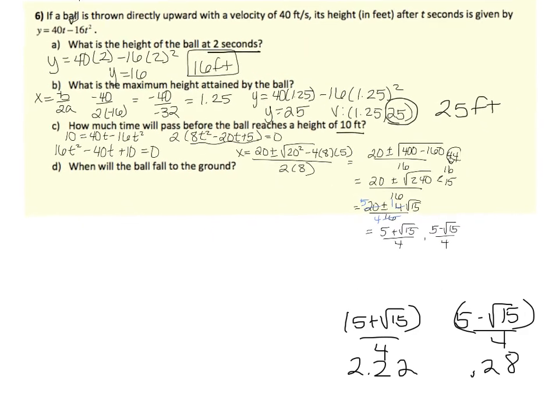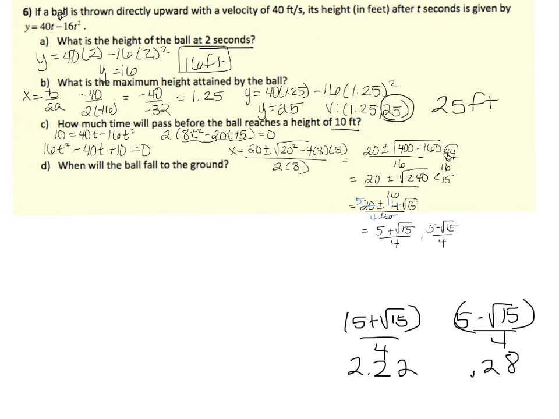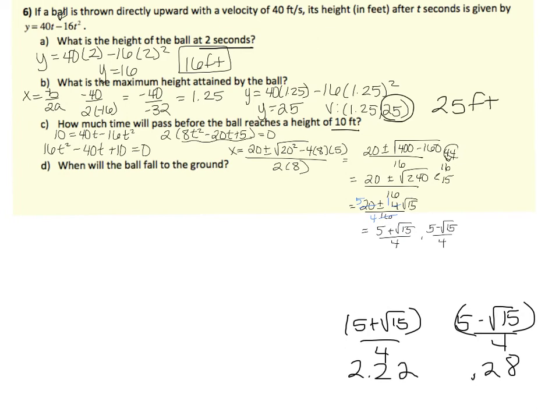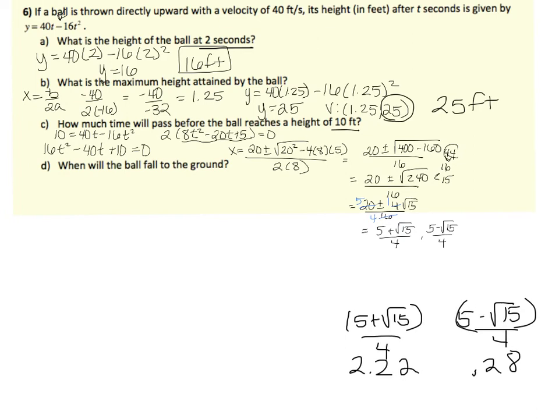So how much time will pass before the ball reaches 10 feet? So going up, it will only take 0.28 seconds. And then again, it'll reach 10 feet coming down at 2.22 seconds. So the first time it reaches is at this 0.28 mark. When will the ball fall to the ground? So how long until the ball reaches 0 feet above the ground? So we'd put 0 in for y, because we're at 0 feet if we're on the ground.